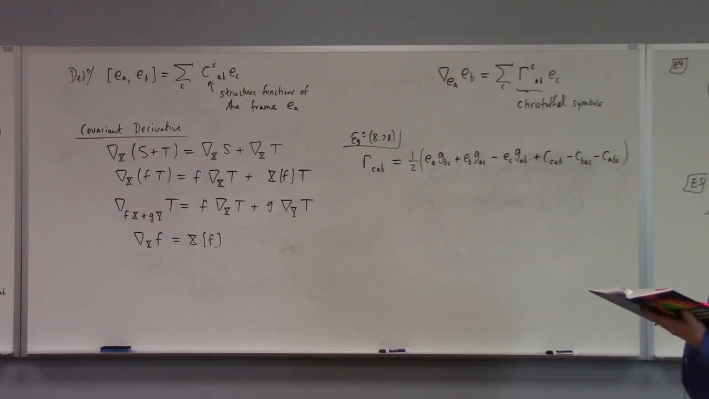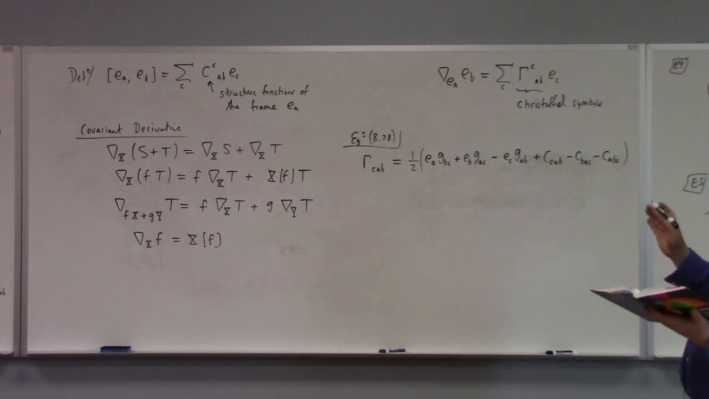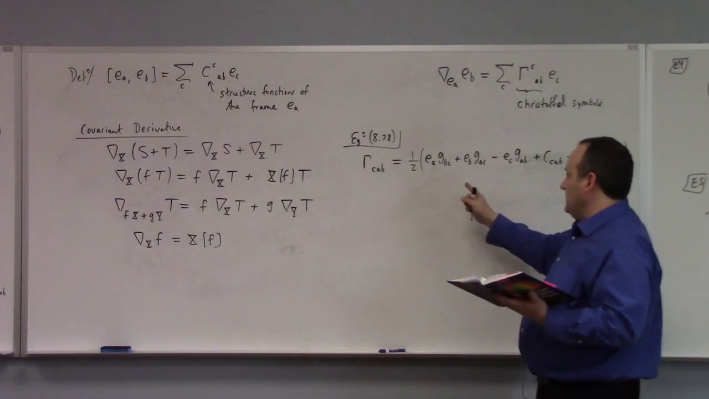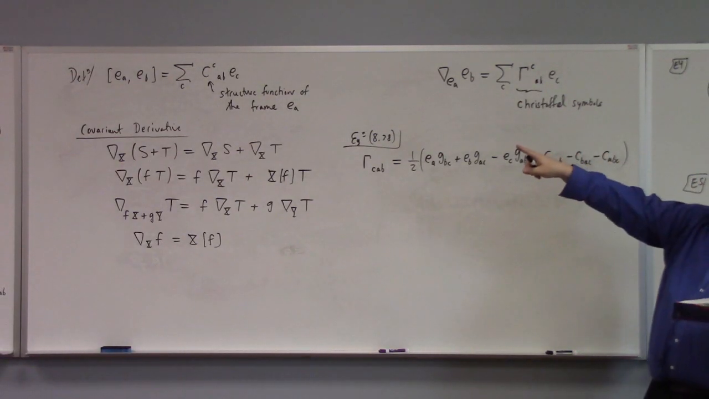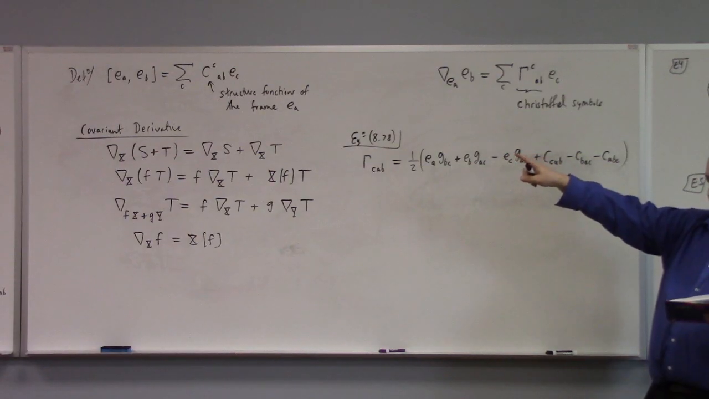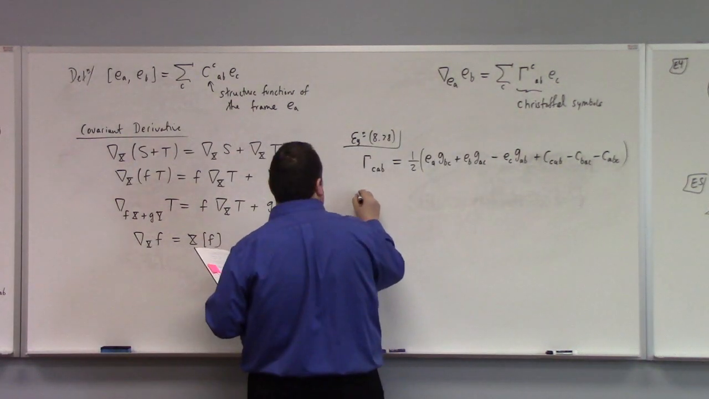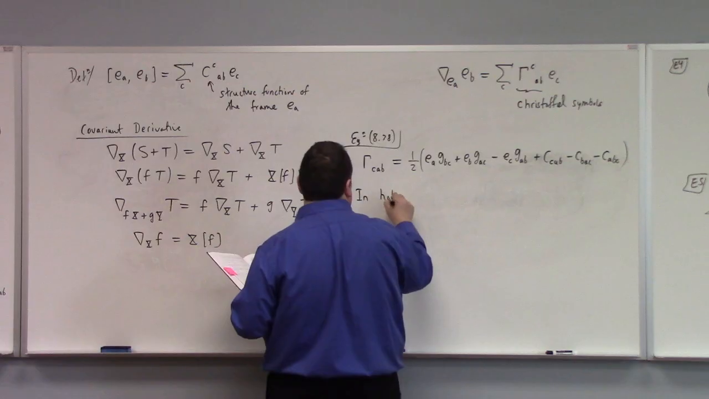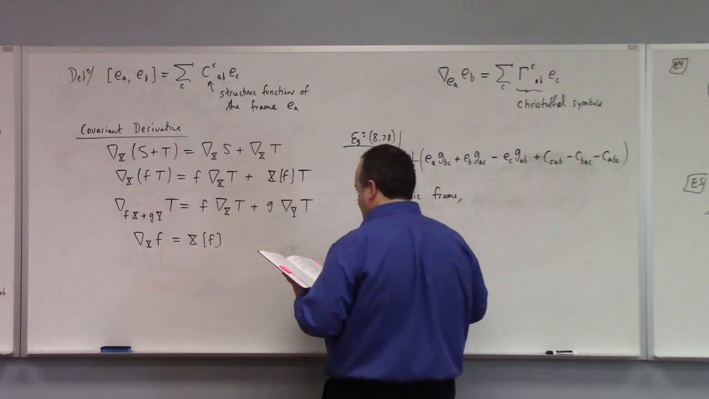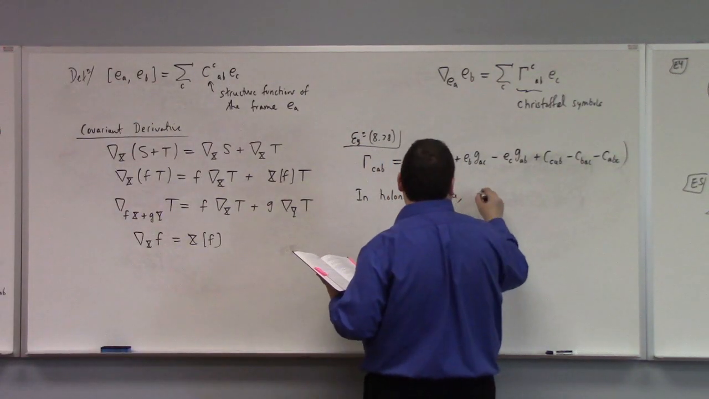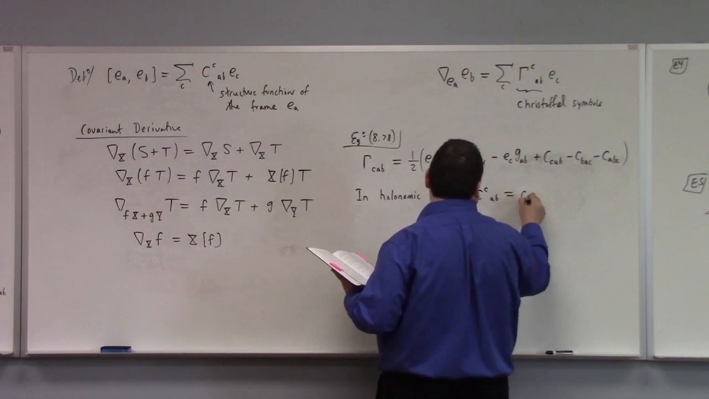And so Theorem 8.6 says the Christoffel symbols are uniquely determined by the metric tensor and the structure functions. The metric tensor is the g. Structure functions are these c's. You notice that they're coming from the Lie bracket of the frame. In a holonomic basis, in a holonomic frame, the structure functions, what do we have? Yeah, c_ABC is 0.